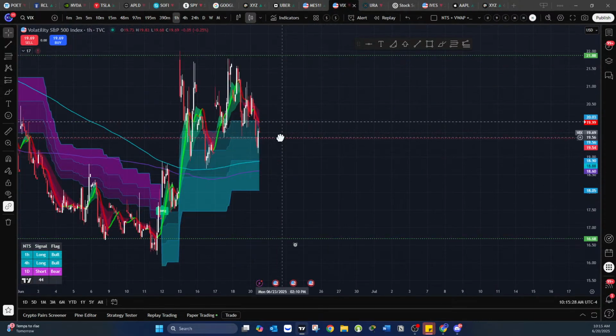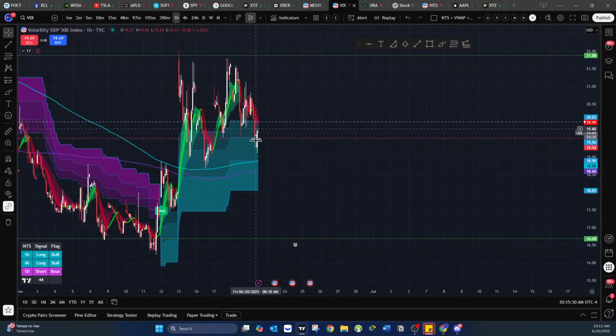Let's see VIX. So VIX has risen since the open. VIX again. If we get back above 20, I'm going to be extreme bearish, like extreme bearish. But if we head back below, towards 19 again, and maybe push to 18, then that's probably going to be very bullish for the market.